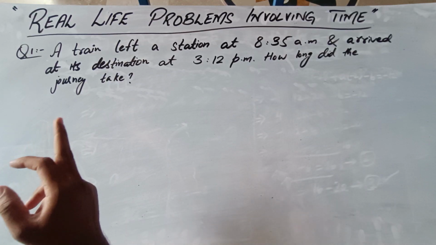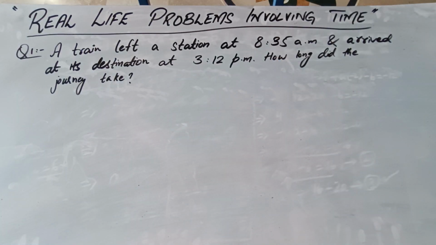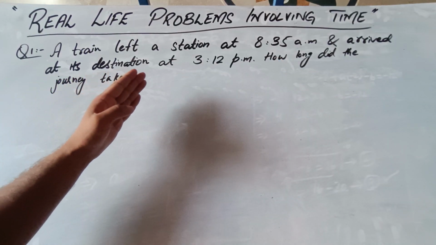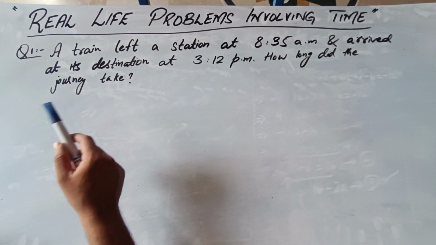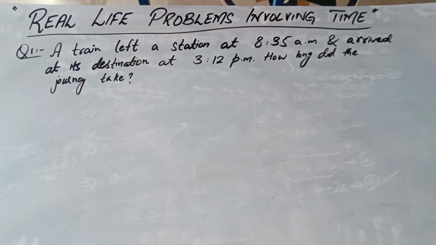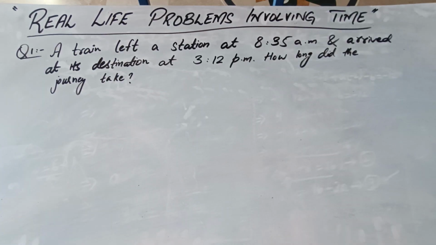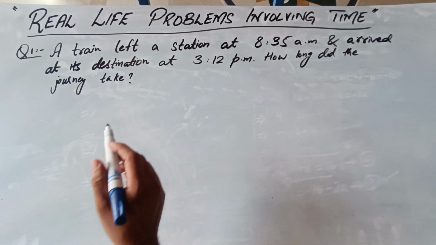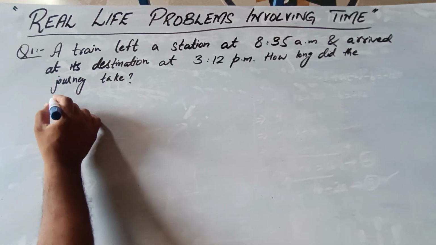A train left a station at 8:35 a.m. and arrived at its destination at 3:12 p.m. How long did the journey take? Now a.m. means it's 8 o'clock in the morning, and p.m. means it's afternoon. It must be clear in your mind when the train started the journey and when it arrived at its destination. When the train left, it means this is the departure time of the train.